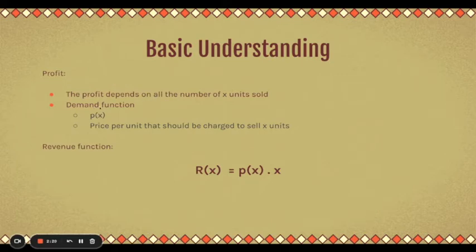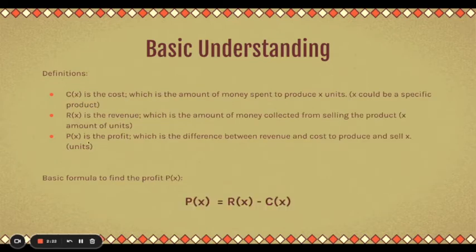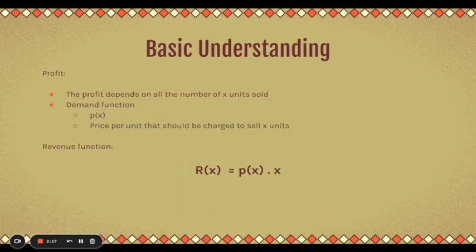So the demand function is p(x), which is a small letter. It's quite different from profit. The profit symbol is capital P, but the demand function is small p. It's the price per unit that should be charged to sell x units. So the revenue function is R(x) equals x p(x), which is the demand function, with x units. x units as in the amount, the number.